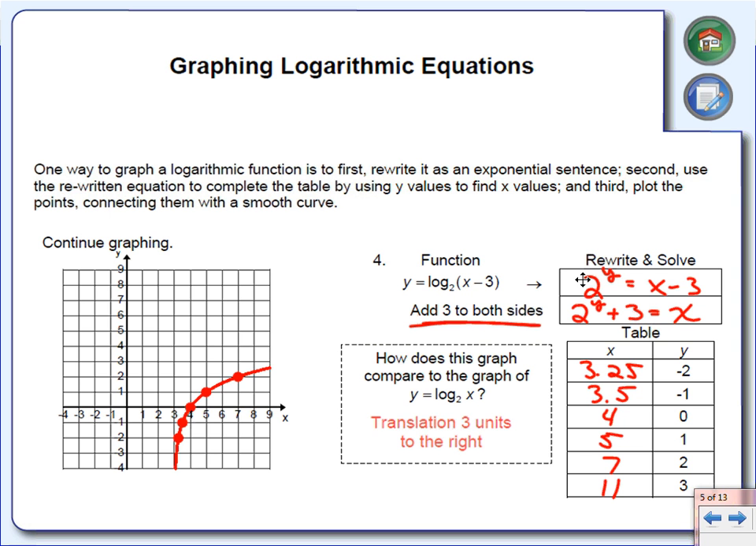Wait a minute. Doesn't this sound familiar? Look inside the parentheses. I have an x minus 3, and I moved it to the right 3. Haven't we seen that before? Look over here on the board. Transformations. Didn't we say with our quadratics, with our square roots, with our absolute values, when we subtract, we're going to move to the right. When we add, we're going to move to the left.